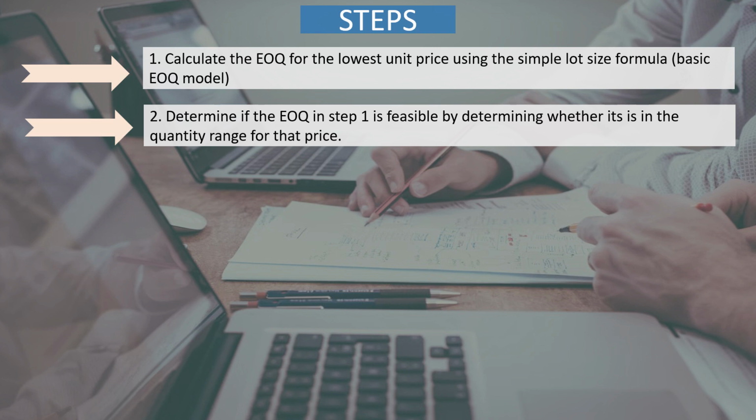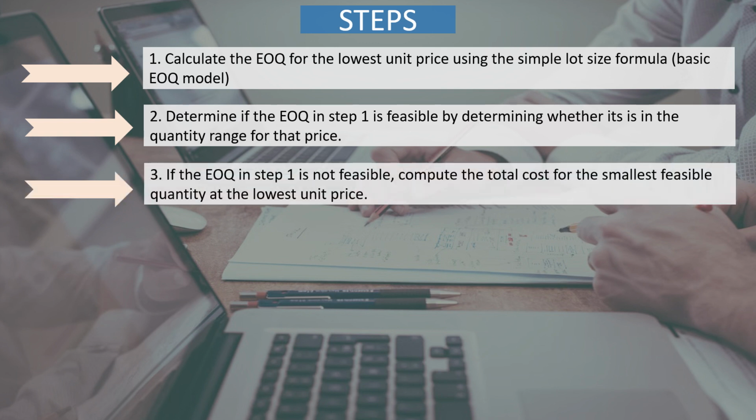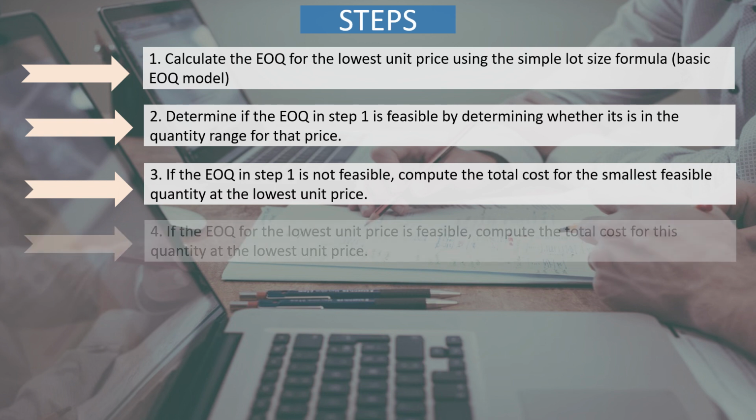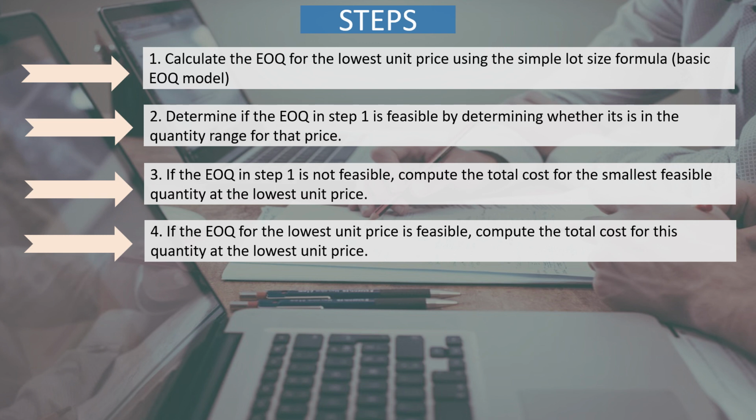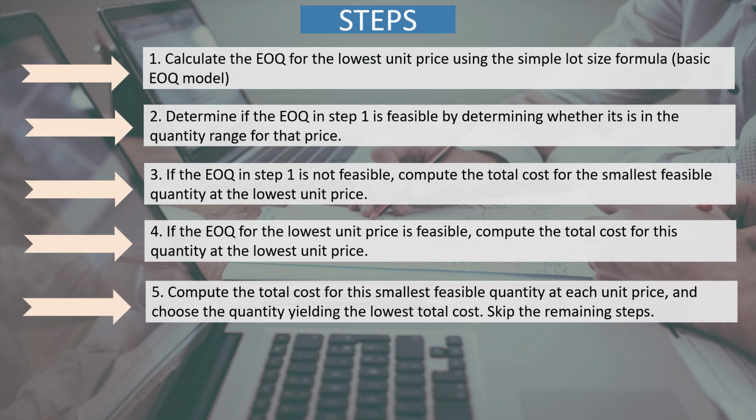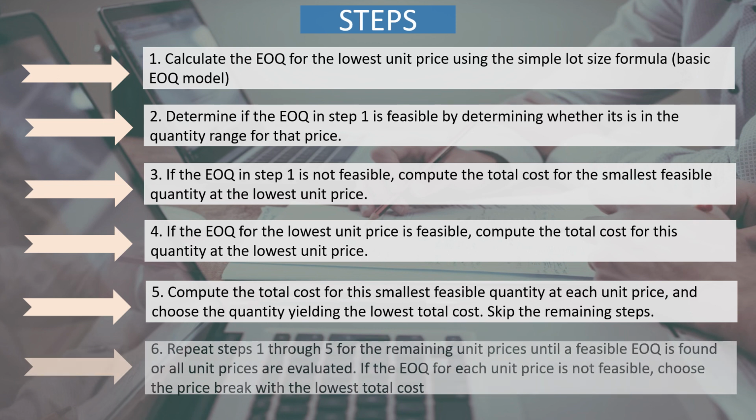Then determine if the EOQ in step 1 is feasible by determining whether it is in the quantity range for that price or not. If the EOQ in step 1 is not feasible, compute the total cost for the smallest feasible quantity at the lowest unit price. If EOQ for the lowest unit price is feasible, then compute total cost for this quantity at the lowest unit price. And fifth, compute the total cost for this smallest feasible quantity at each unit price and choose the quantity yielding the lowest total inventory related cost. You can then skip the remaining steps. You can repeat steps 1 through 5 for remaining unit prices until a feasible economic order quantity is found.